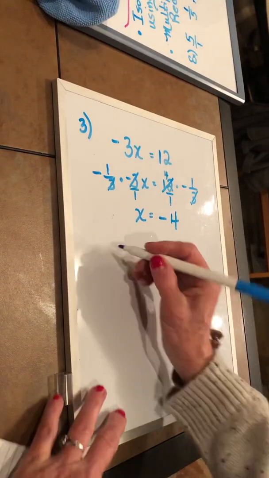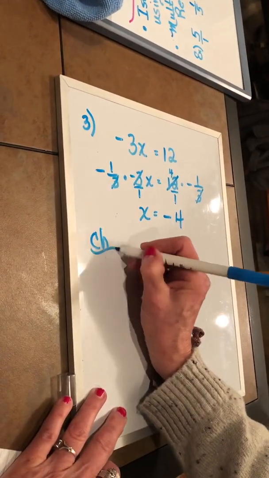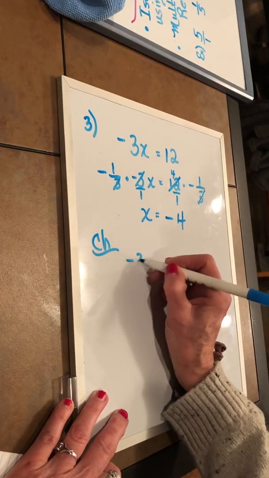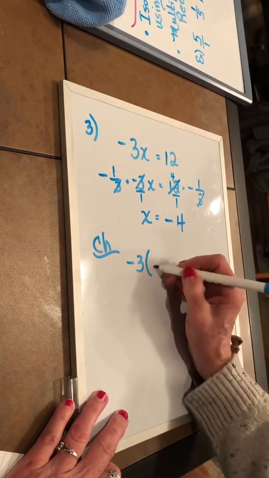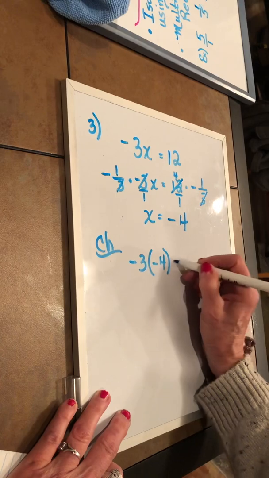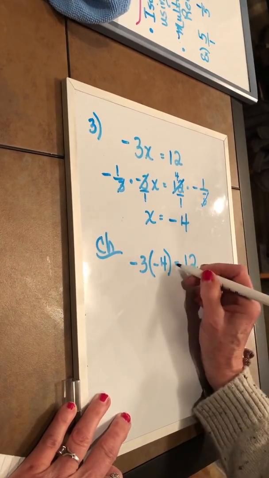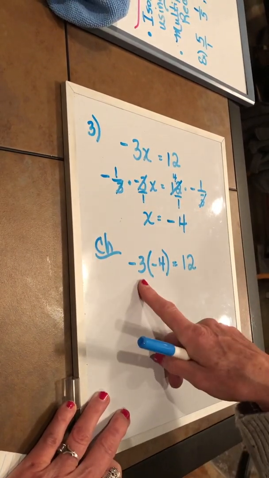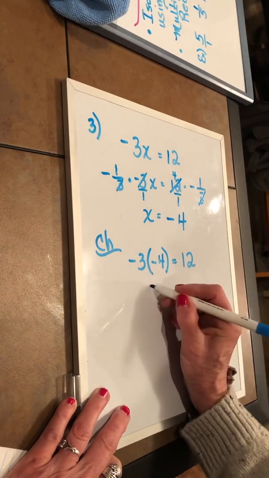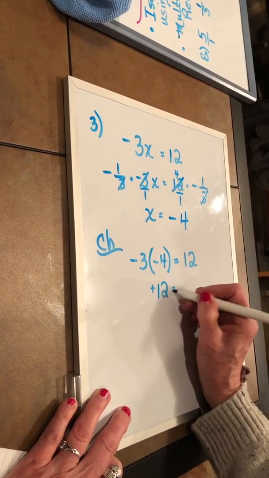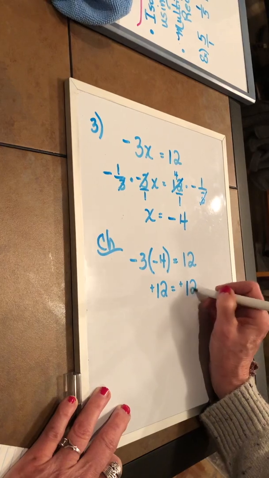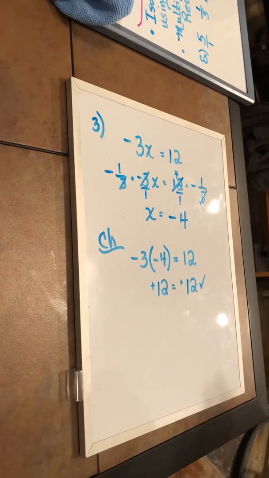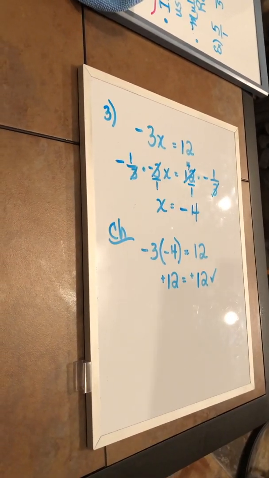Okay, let's see if that checks. Go back to the original. Negative 3 times x, which is now negative 4, equals 12. Does that work? Yes, because my rule in multiplication is the signs are the same, the answer will be positive, right? So I have a positive 12 equals a positive 12. There we go. All right.